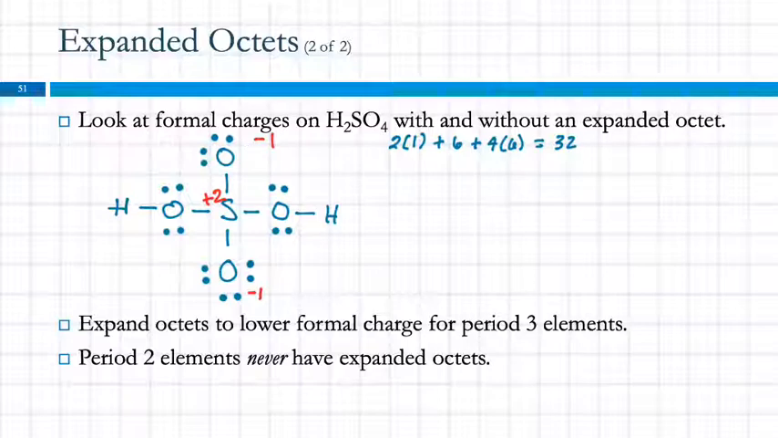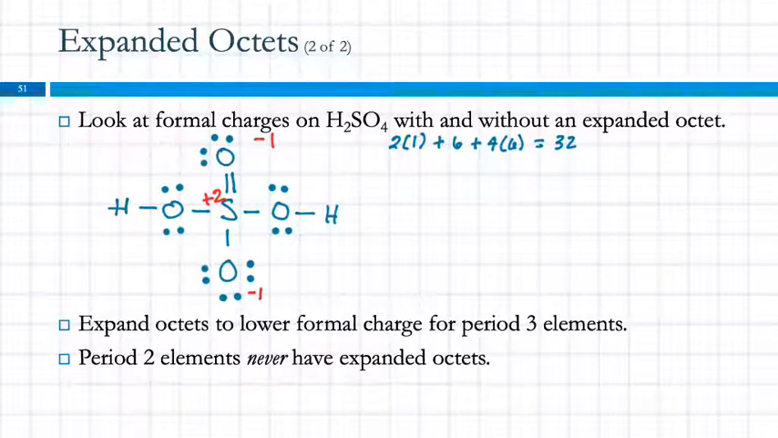So I'm going to remove that bonding pair down here. It violates the octet rule, yes. But sulfur, as a grown-up, can violate the octet rule. So how does that affect this?